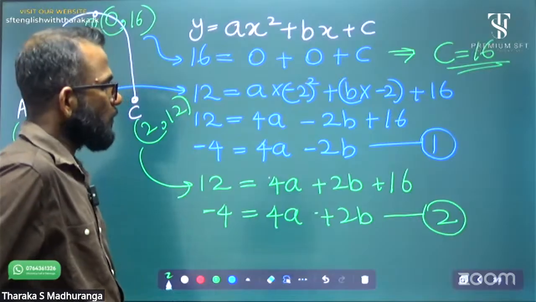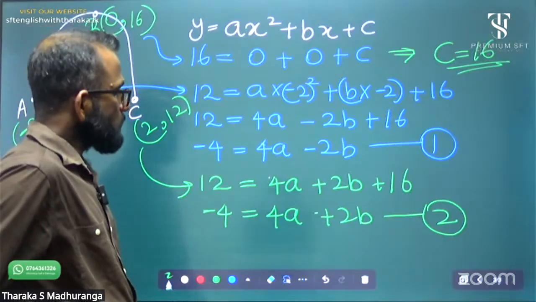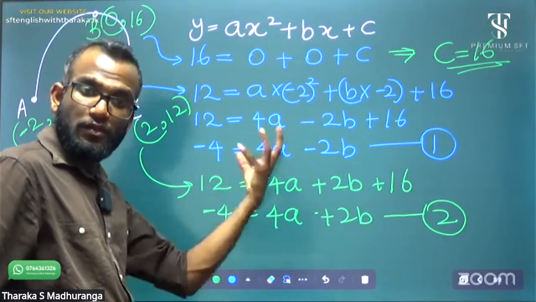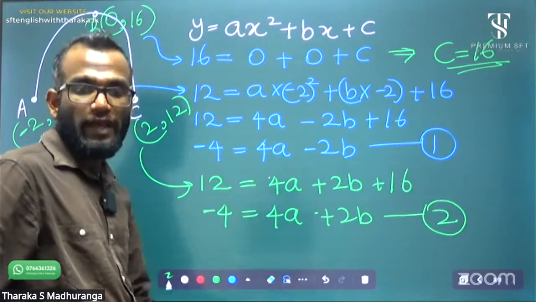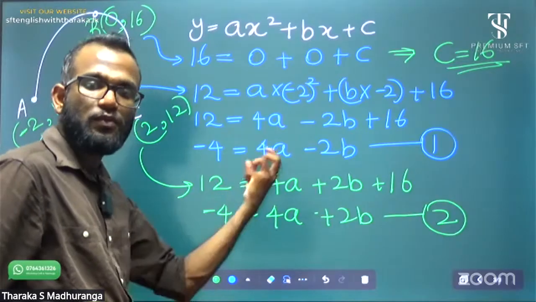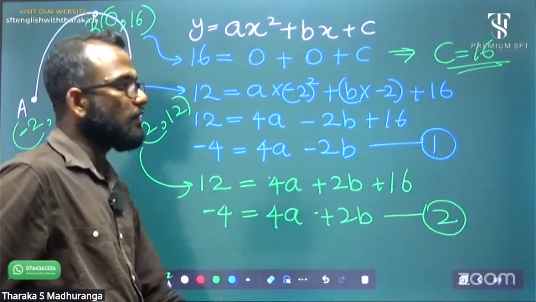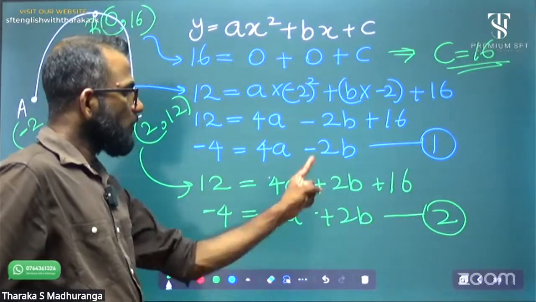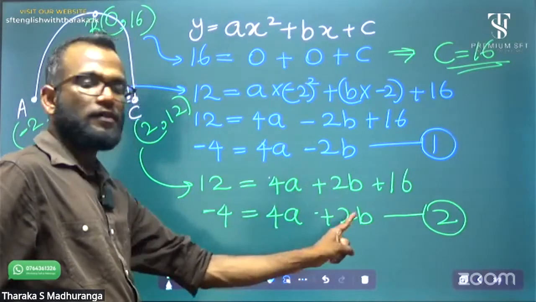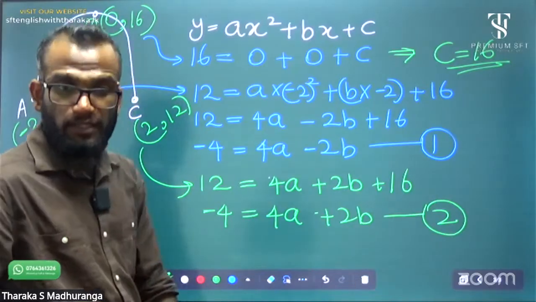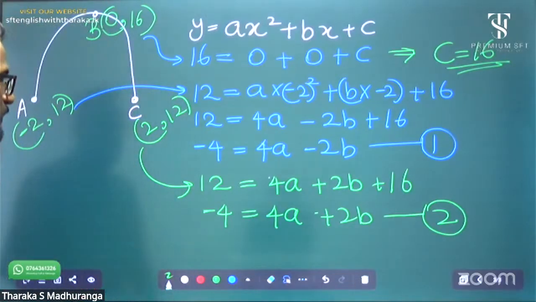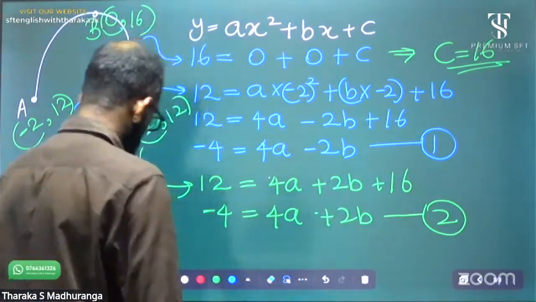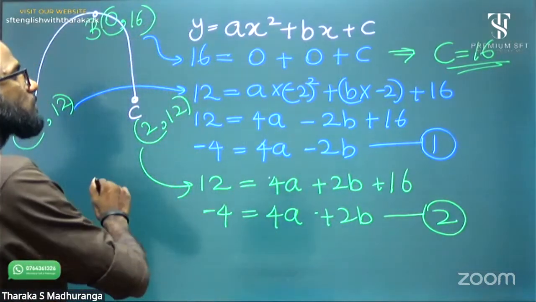Then I have two simultaneous equations, two equations and two unknown factors. Then you can solve these two equations by the simultaneous equation method. Okay, what to do? Now it is minus 2b, and it is plus 2b. We can add, right? If the signs are different, we can add and cancel out.